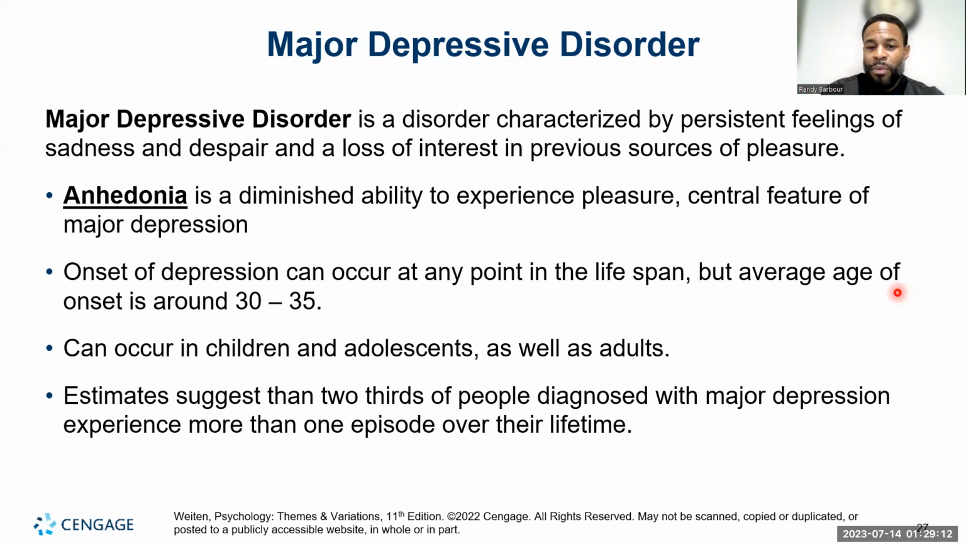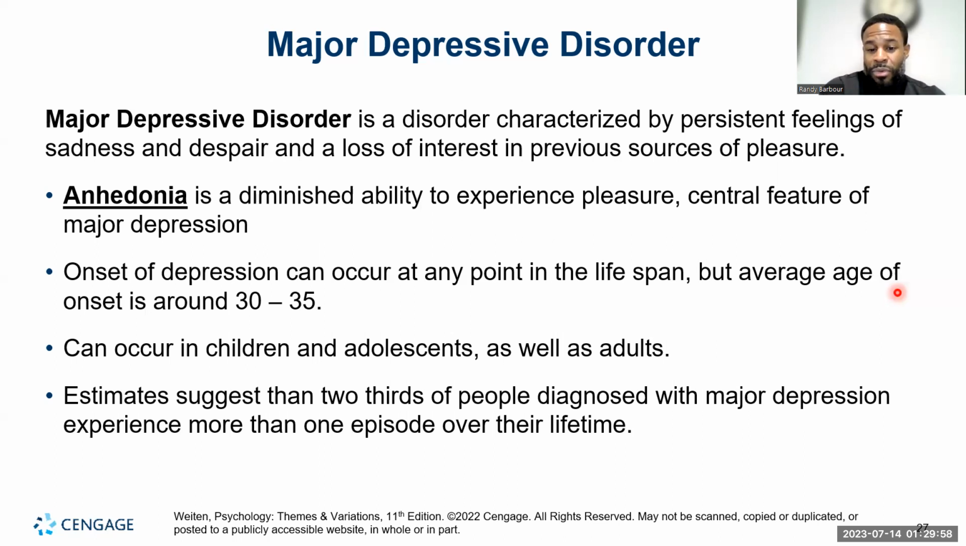Usually the onset of depression, again, can occur at any point in the lifespan, right? But on average, the average age of onset is around 30 to 35. You can see it earlier in life with really traumatic events or trauma that happens in a child's life. And when you see depression in younger children, they are usually impacted in a more severe way, right? Because again, their brains are still developing. And when you have a developing brain, the depression becomes a lot more severe. And so we have to be mindful of that, the environment that we place our young people in, to create a supportive environment.